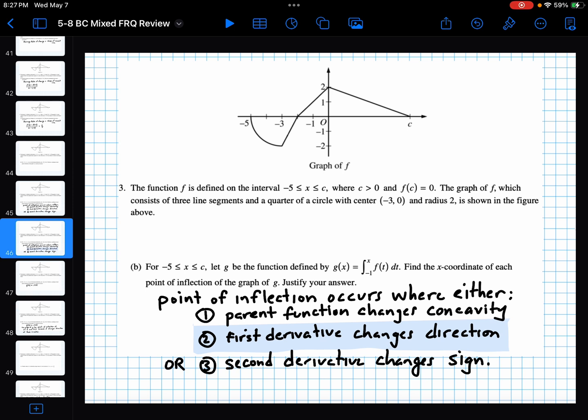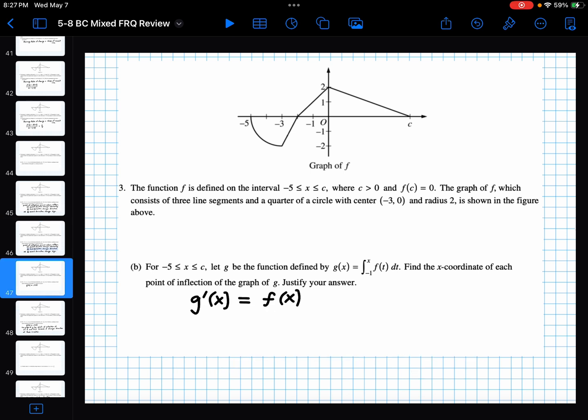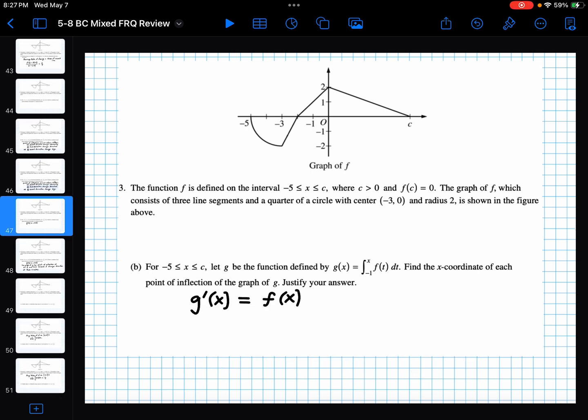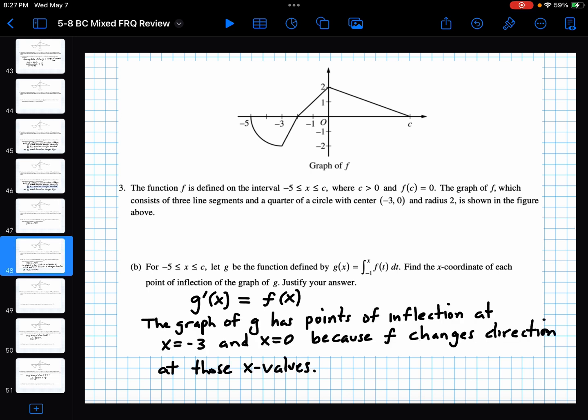By the way, that is the second part of the fundamental theorem of calculus that allows you to take the derivative of a function that's defined with a definite integral. All right, so like I said, g prime of x is equal to f of x. We'll just look at the graph. It looks like it switches from decreasing to increasing at x equals -3, and from increasing to decreasing at x equals 0. You write a little sentence there, and you give a justification. And saying f changes direction at those x values, as long as you have g prime of x equals f of x, you're good to go. Full credit for part B.